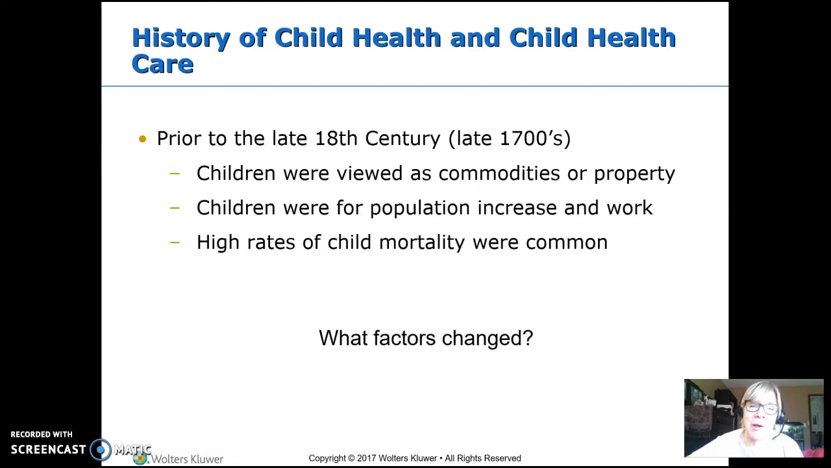So, history of child health and child health care. Really in the late 18th century, so that means the late 1700s, children were considered a commodity or a property. They were valued, but to increase the population and to have workers. If you had a farm, you needed all your children to help you do the work. And you needed them to live long enough to take care of you because there was no Social Security. And with high child mortality rates, you had to have quite a few children to have any to take care of you. So that is not the view of children in childhood.